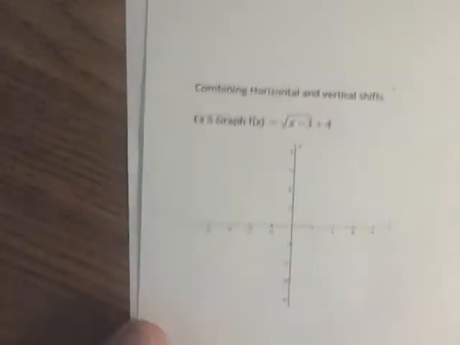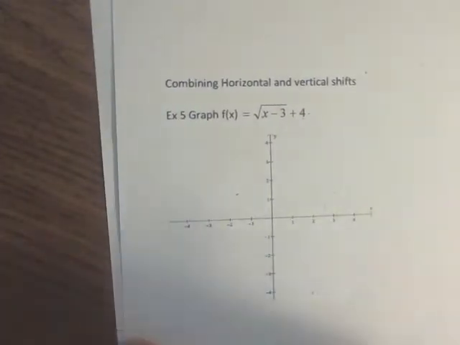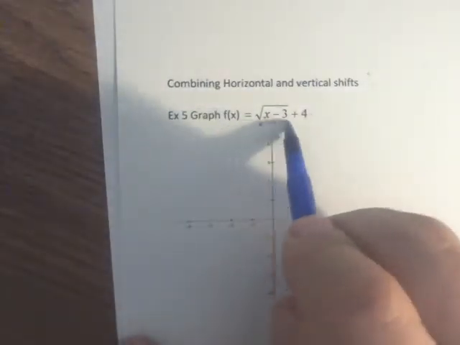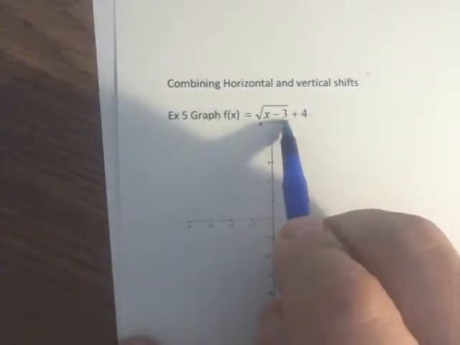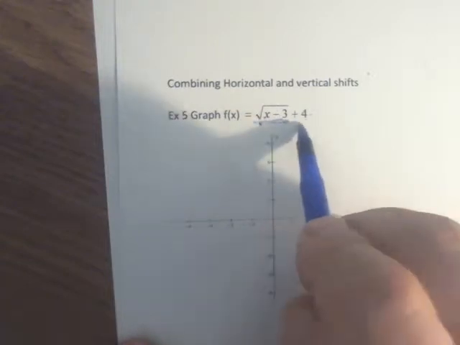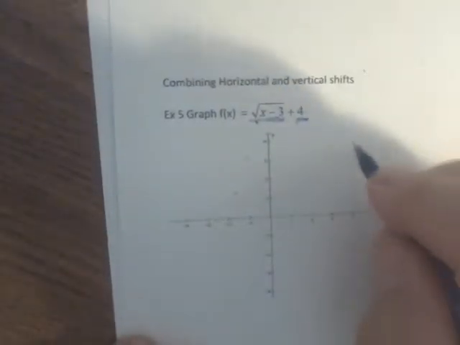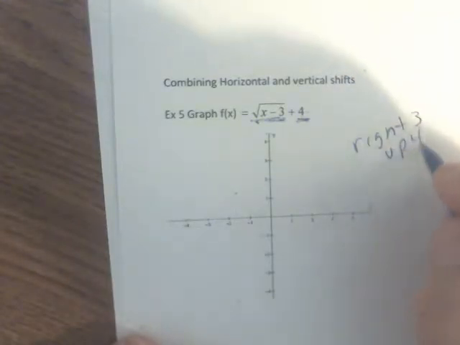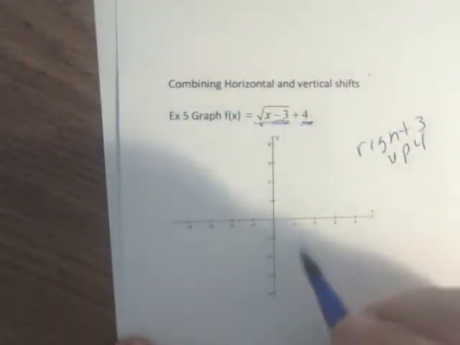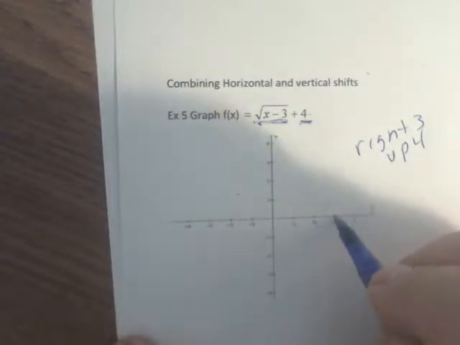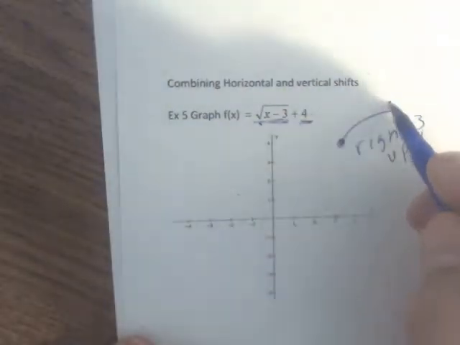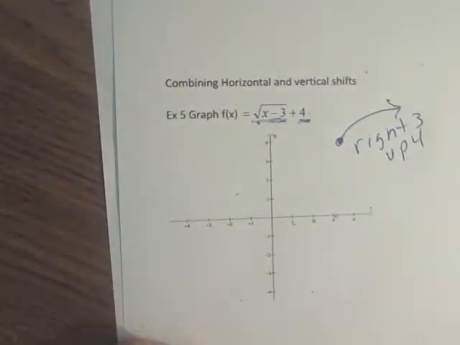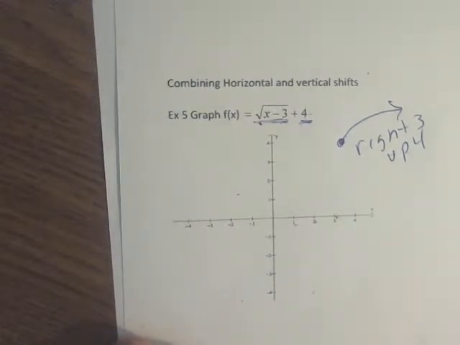We can also combine horizontal and vertical shifts. So the subtraction is inside the square root. So that would be horizontal. This would be vertical. So I would go right 3, up 4. Uh-oh, did I run into my drawing? 1, 2, 3. Yep, 1, 2, 3, 4. Move my 0, 0 point right 3 up 4, and sketch the square root of x graph.